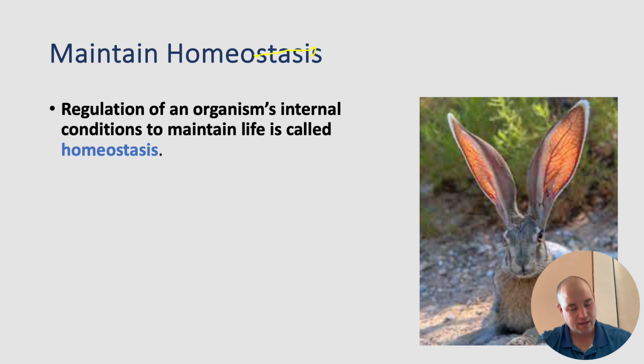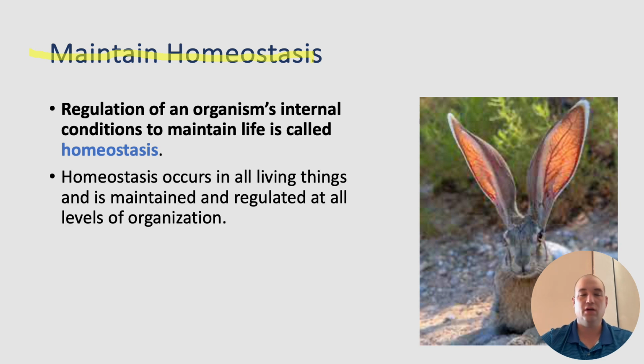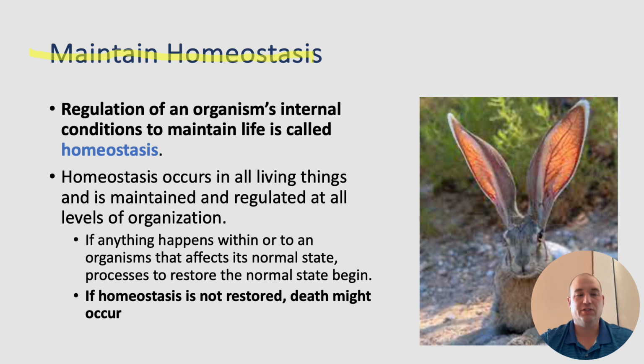So being able to maintain internal environments or internal conditions is really important for organisms. Regulation of an organism's internal conditions to maintain life is homeostasis. Homeostasis occurs in all living things and is maintained and regulated at all levels of organization. If anything happens within or to an organism that affects its normal state, processes to restore the normal state begin.